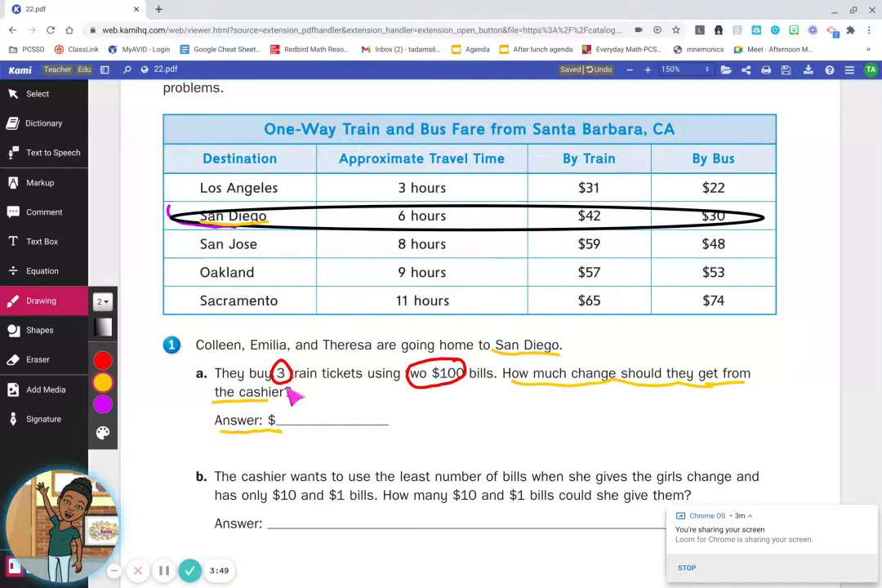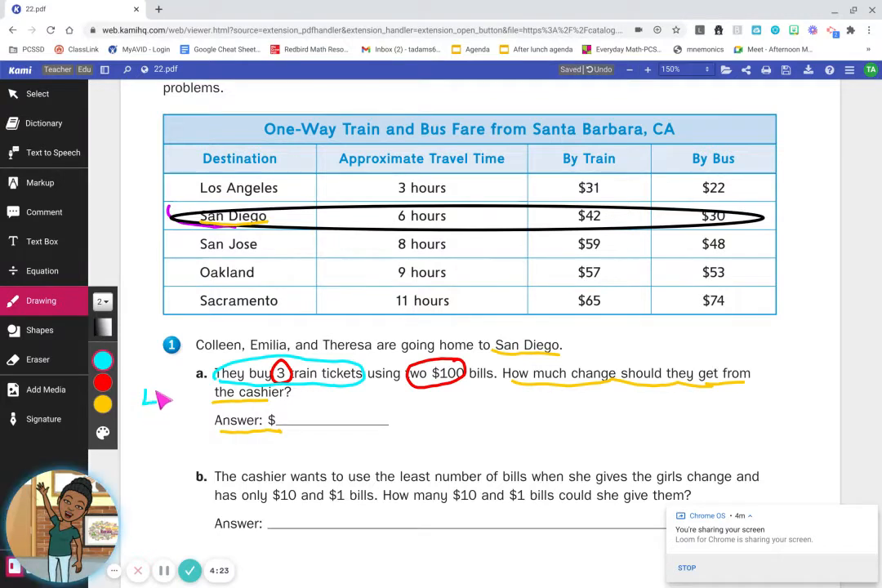They buy 3 train tickets. Okay, so the first thing I'm going to ask myself is how much did these 3 train tickets cost? How much is 1 train ticket to San Diego? I'm looking at by train. I've circled already for San Diego, $42. So to figure out the cost of 3 tickets, I'm going to multiply $42 times 3.